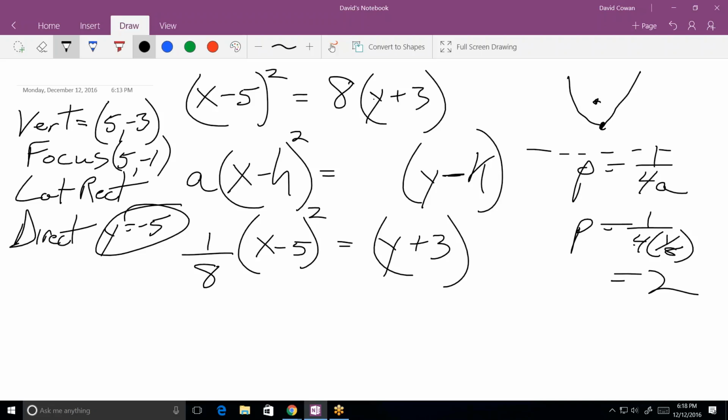It's 4 times whatever P is. So the latus rectum is 8, the whole length of it. That's the measurement between, if you draw the horizontal line through your focus, the horizontal measurement of that is 4 times the measurement from the vertex to the focus. What else did they want? Did we get it all? Vertex, focus, directrix, latus rectum, anything else? No, that's it for that one.